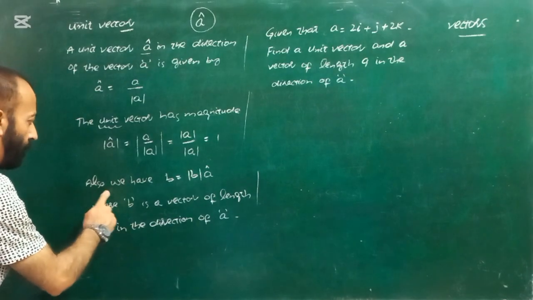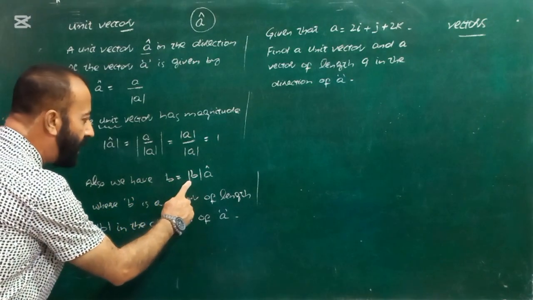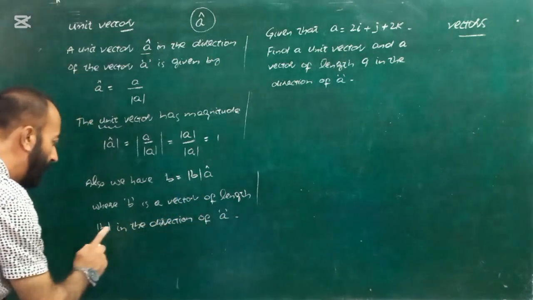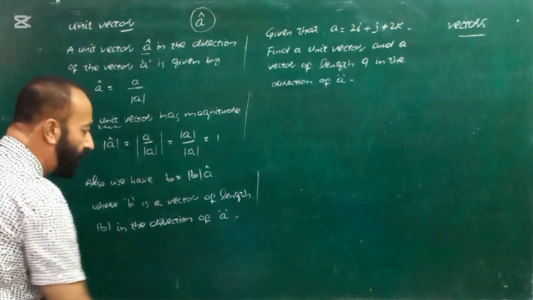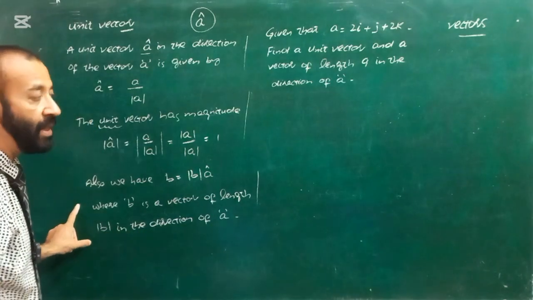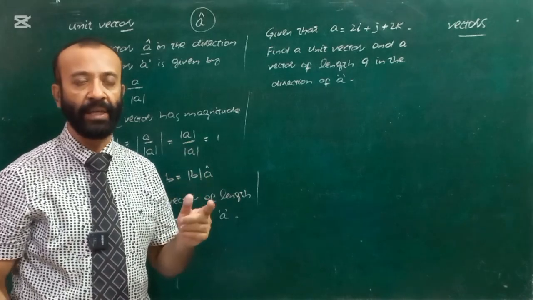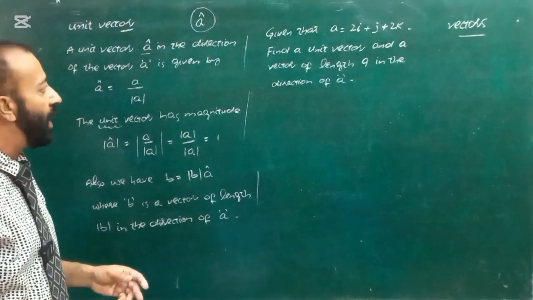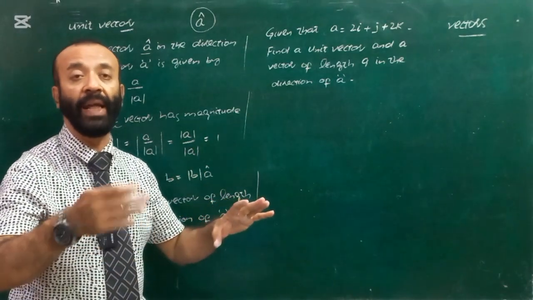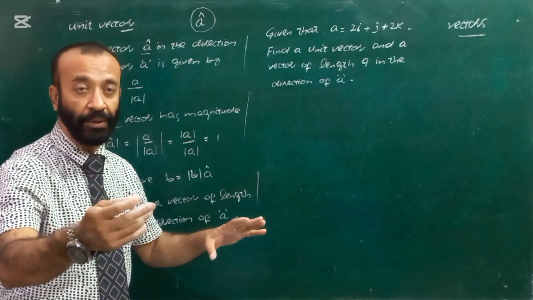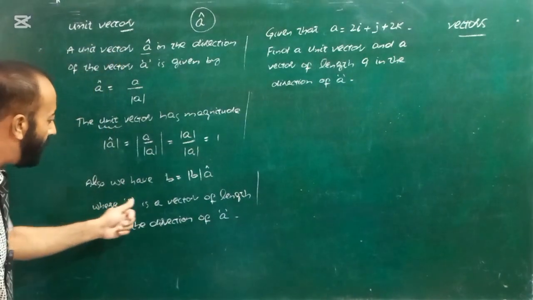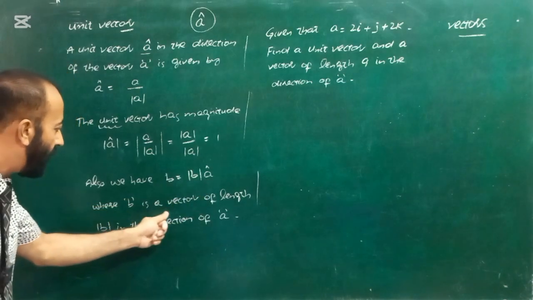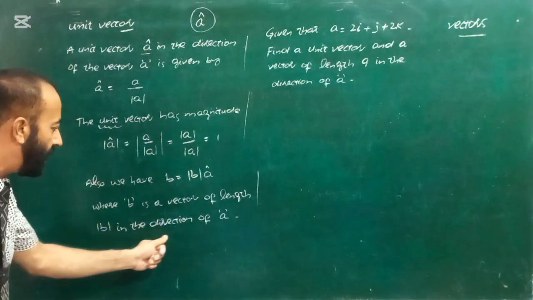Moreover, also we have B is equal to B magnitude A cap, where B is a vector of length B magnitude in the direction of A. So this is a very important concept. So sometimes you will be given a vector and you will be required to find the unit vector. But at the same time, you will be required to find another vector of this length in the direction of the unit vector. So look now again. Also we have B is equal to B magnitude A cap, where B is a vector of length B magnitude in the direction of A.